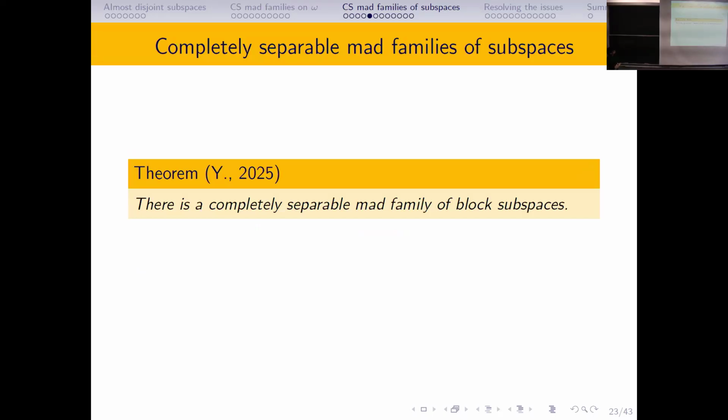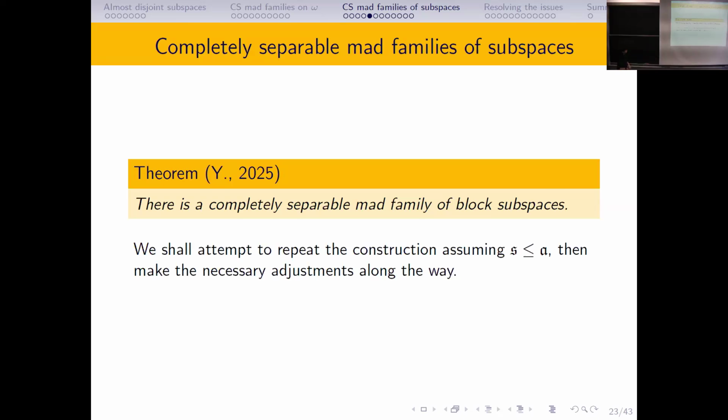So in the case of omega, like I mentioned, it's still open whether there's a ZFC construction of a completely separable map family. And what I'm explaining here today is that in the case of vector space, we can construct one in ZFC. So let's see why this is the case.